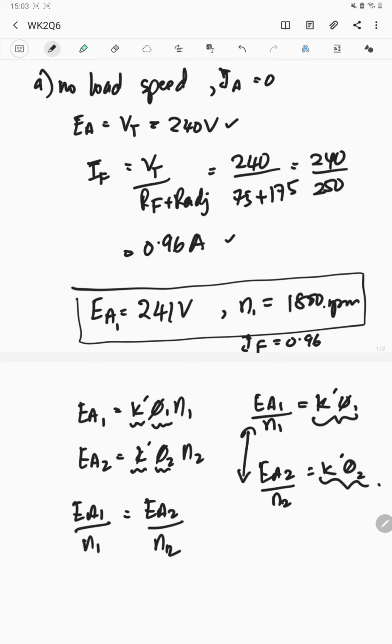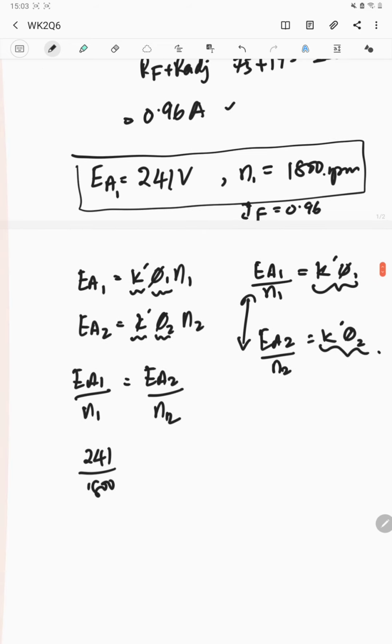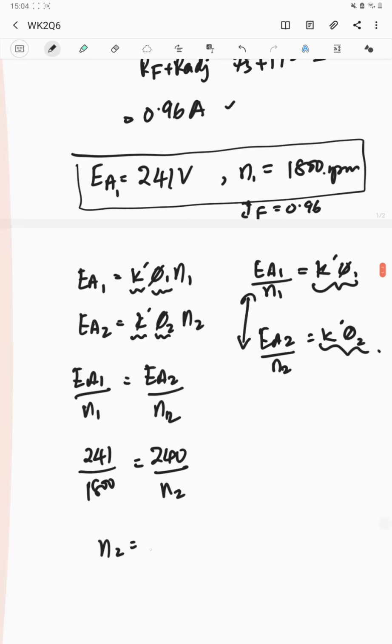So the first reference that we can get is 241 over 1800 RPM, and the EA that we get at no load is 240 volts. The speed is what we want to find. So the speed is 1800 divided by 241 times 240, so it's actually 1792 RPM at no load.